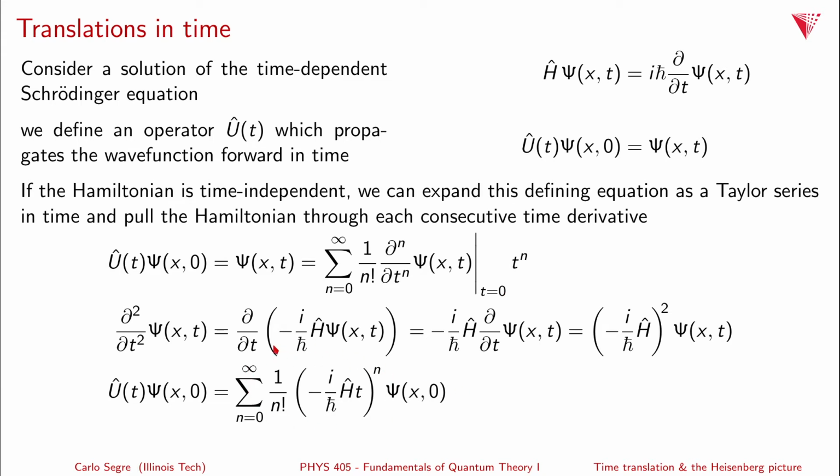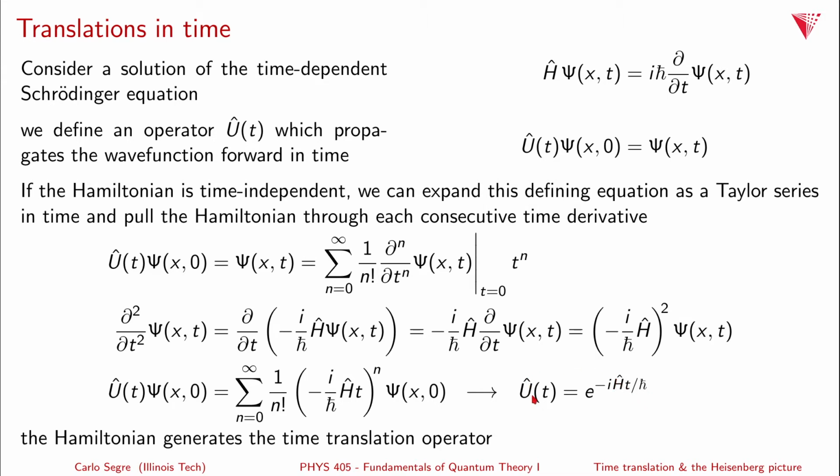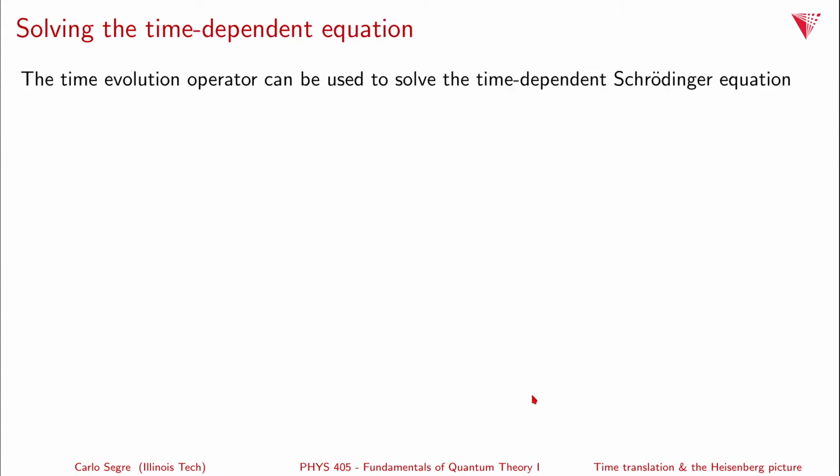This part in front is nothing more than the sum that is equivalent to an exponential. And so you can see that U of t is simply equal to e to the minus i H t over h bar. And therefore, the Hamiltonian is the generator of time translation. The time evolution operator U can then be used to solve the time-dependent Schrodinger equation.